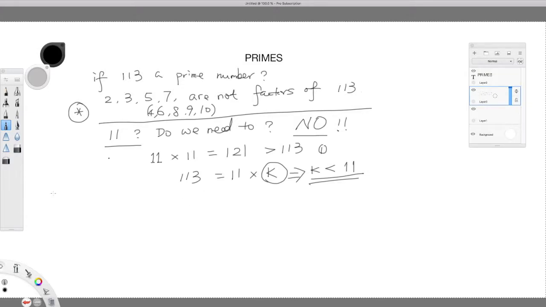So here we are actually saying that we don't need to check any factor or any prime, because we only need to check primes up to the square root of 113. Okay, and what is a square root? A square root is a number such that, okay, let's first define what a square is, right? k squared equals k times k.